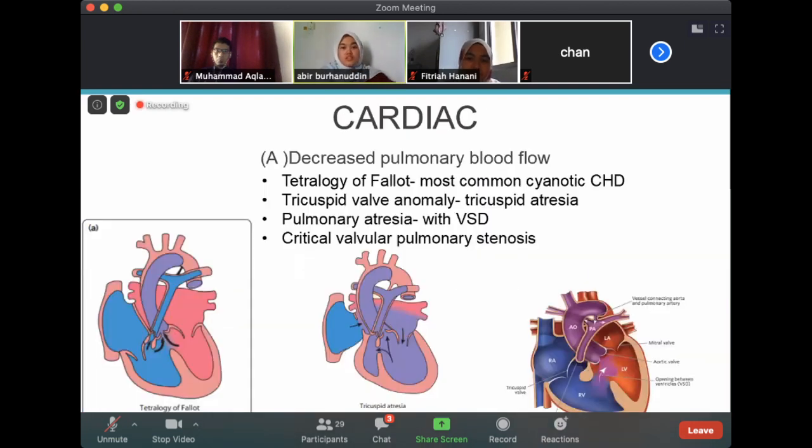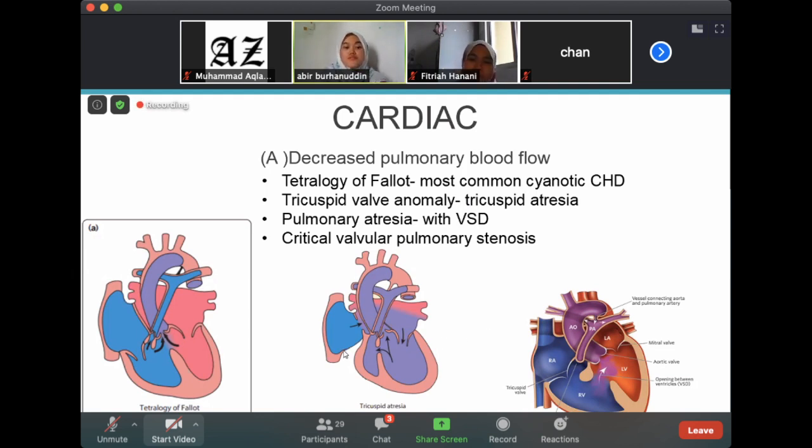Then for cardiac causes, we know that congenital heart disease can cause cyanosis. Cyanotic congenital heart disease can be divided into decreased pulmonary blood flow and increased pulmonary blood flow. For decreased pulmonary blood flow, like in tetralogy of Fallot, which is the most common cyanotic heart disease, there are four characteristics.